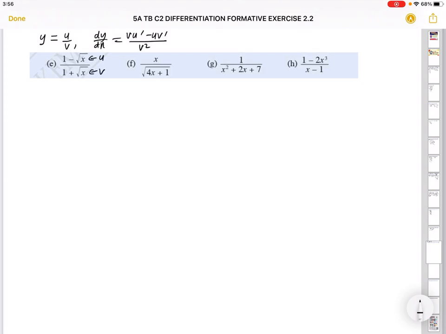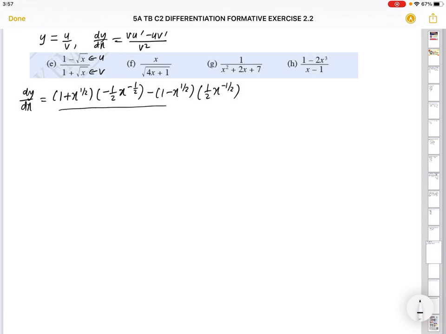Now remember, square root x means x power half. So we start off with v, and I think it's better to write it as x power half here. This is my v. u prime: differentiate 1, I get 0. Differentiate square root x, there's a negative in front, negative half x, reduce the power by 1, negative half, minus u. v prime is still the same, half x negative half. Divide by v squared, (1 plus x power half) bracket squared.